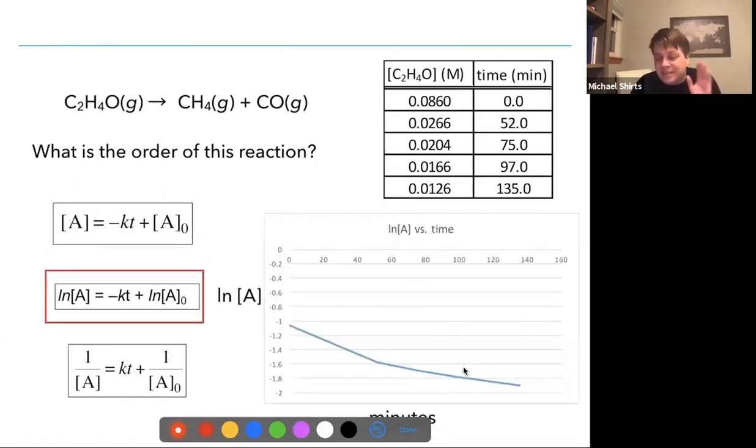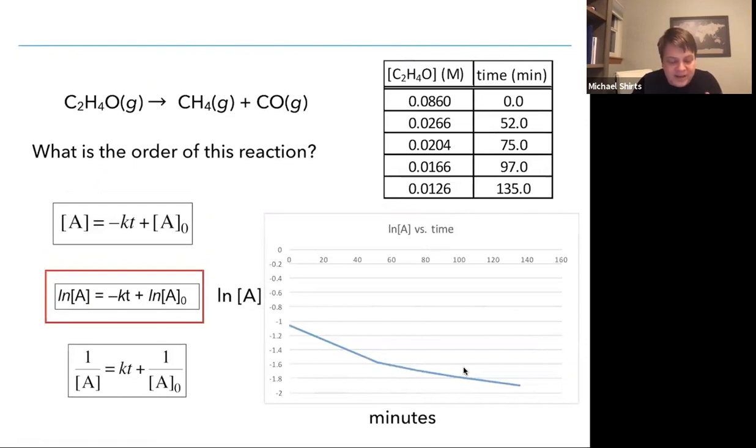So we take the same data and look at the integrated rate law for a first order reaction. There we know that log of the concentration of A at time t is equal to minus kt plus log of A0. In that case, we want to plot log of A versus time. So we have the time in minutes and the log of A. You can see that's still not really a straight line, unless we were really bad at data management. So let's assume that we were keeping good data. Let's try the other option.